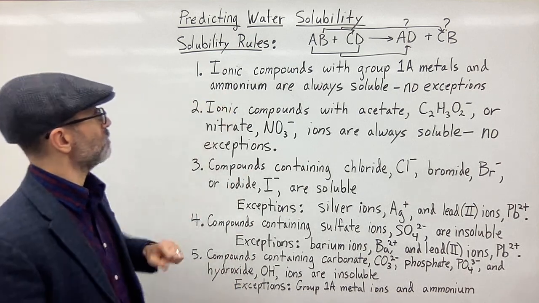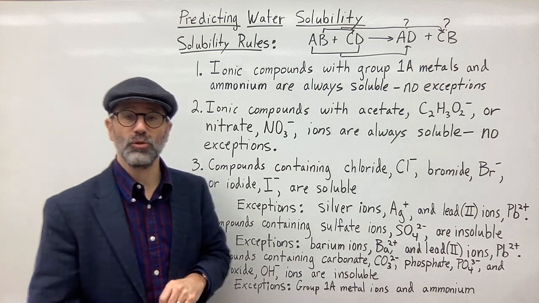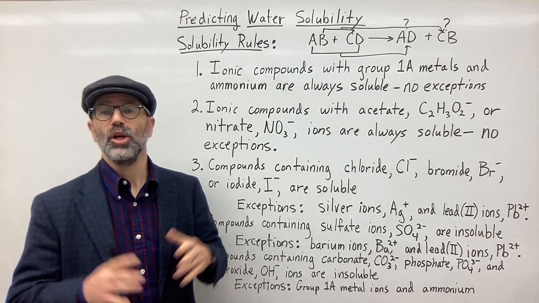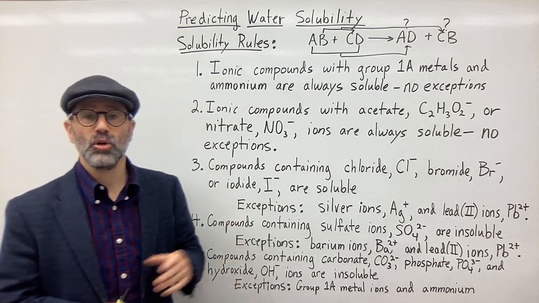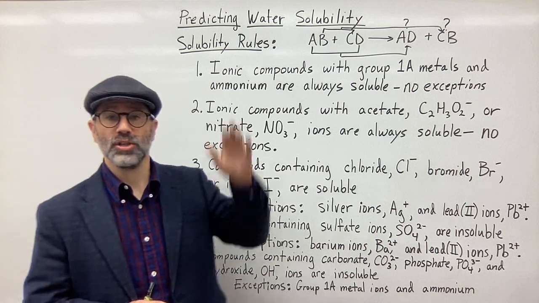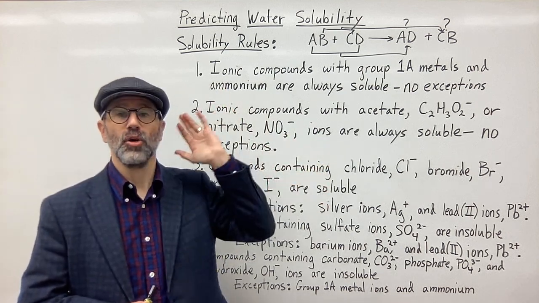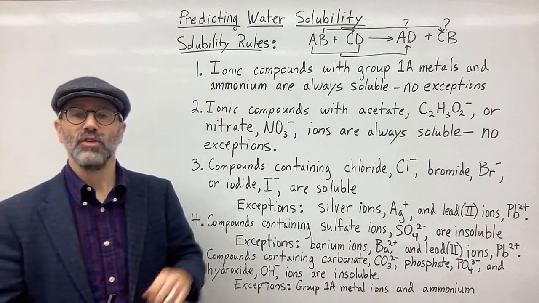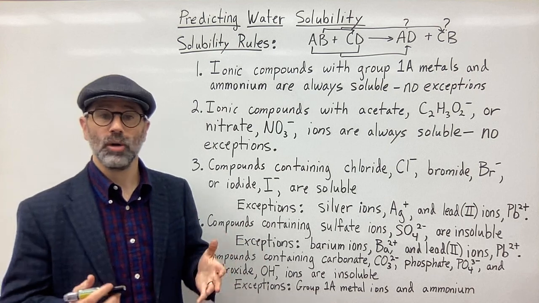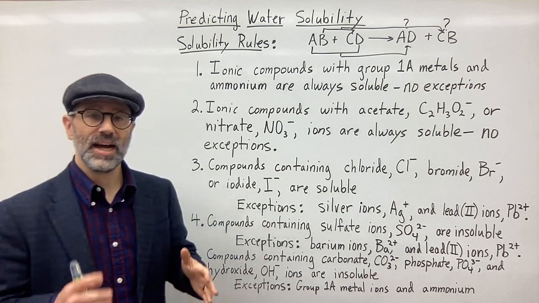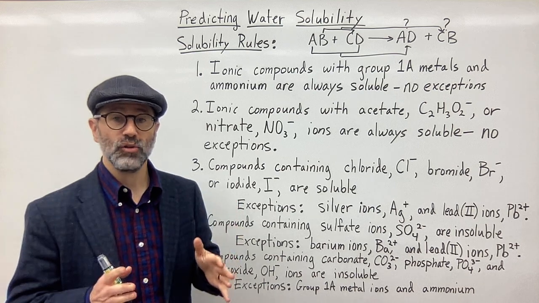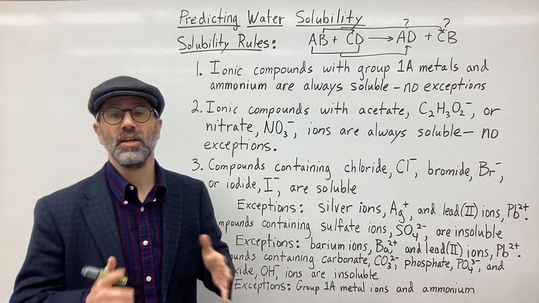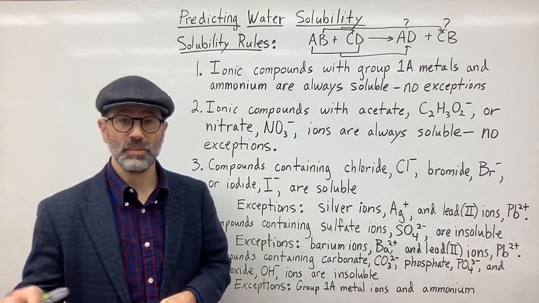Rule number one: ionic compounds that involve group 1 metals and ammonium are always soluble, no exceptions. The group 1 metals would be your sodium, your lithium, your potassium, and so on down that row, as well as ammonium, which is NH4 plus. So any compound that involves any of those metals from group 1A or ammonium is always going to be soluble in water, no exceptions.